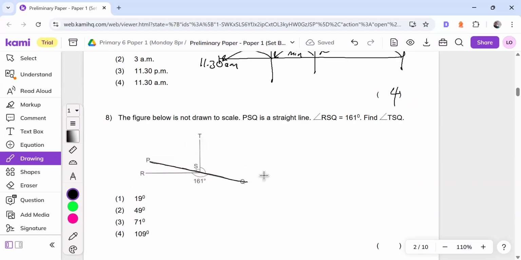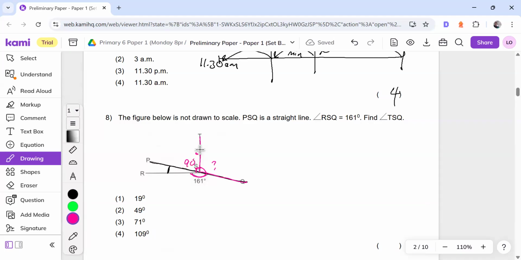So you can find this angle, but no need. We can do faster because I want to find TSQ. What is TSQ? Which is this angle. So put the question mark there. This is the angle I want to find. And you can see that there is already a 161, and then there's a right angle. Right angle is 90 already.